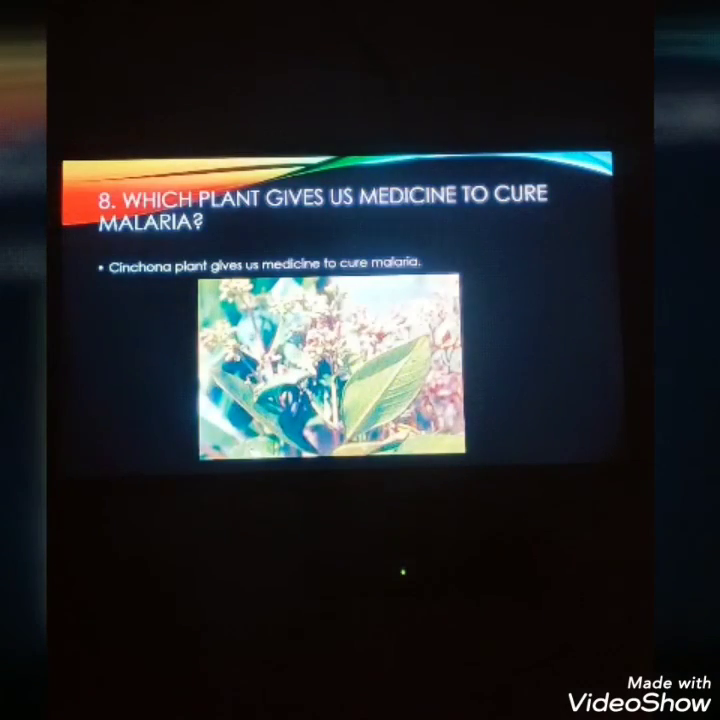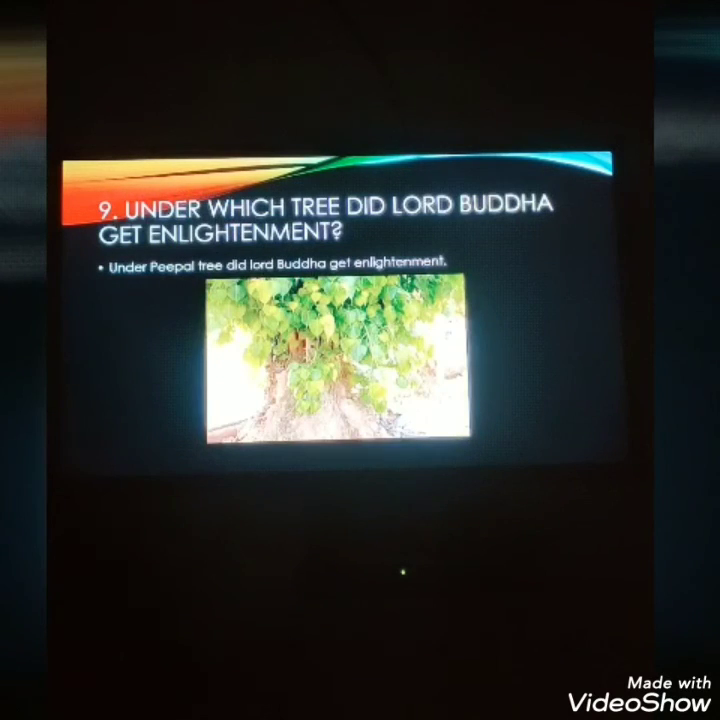Which plant gives us medicine to cure malaria? Whenever a mosquito bites us, sometimes we catch malaria. Malaria is a disease caused by the biting of mosquitoes. So, which plant gives us medicine to cure malaria? Cinchona. The name of the plant is cinchona.